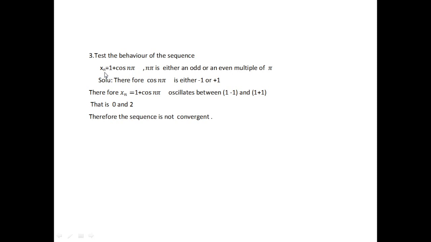When n is even, cos n pi is plus 1, so plus 1 plus 1 is 2. The limit value of this sequence when n is even is 2. Similarly, when n is odd, the value of cos n pi is minus 1, and the effect on this sequence is minus 1 plus 1, which is 0. If n is odd, the limit value of this sequence is 0. Since we have two different values, our conclusion is the given sequence is oscillatory and oscillates between 0 and 2.